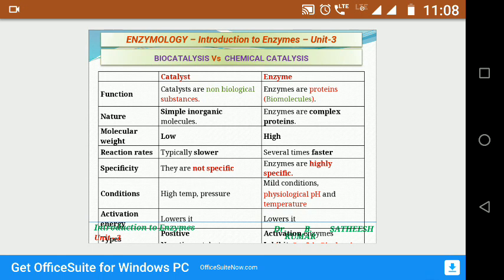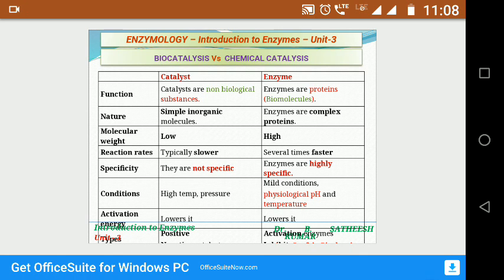Inside the living system we cannot expect higher temperatures like 100 degrees centigrade or 200 degrees centigrade, and high pressures or high or low pH. All those conditions are not possible, because that affects the life of organisms. So we have a very narrow range of physiological conditions, like the temperature. If we take a human being as an example, a human being has an optimum temperature of around 37 degrees centigrade.